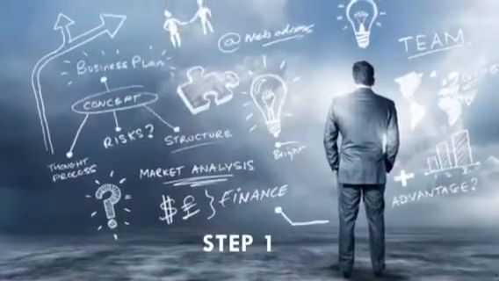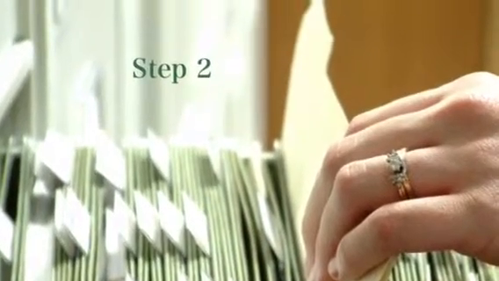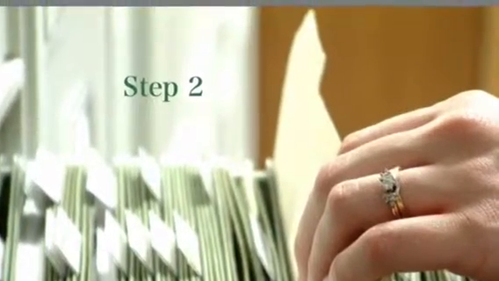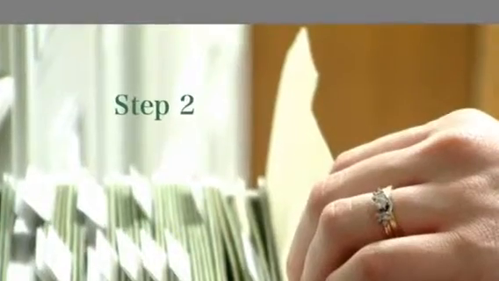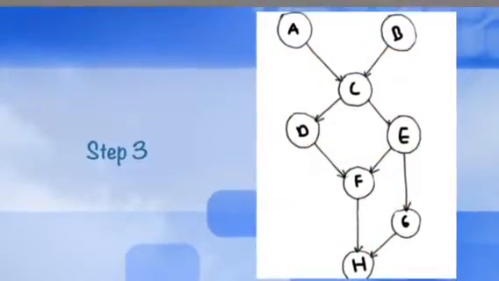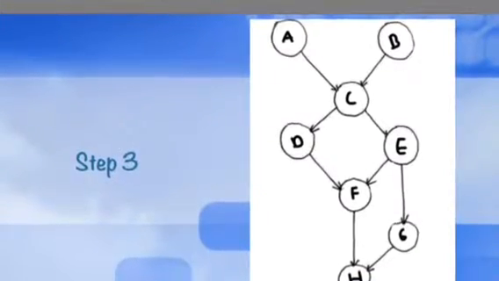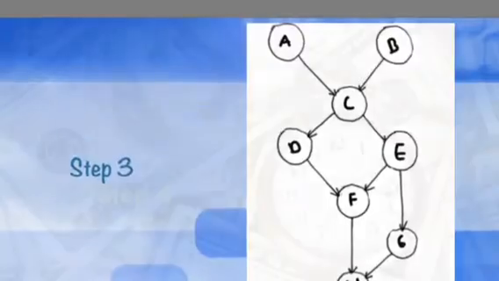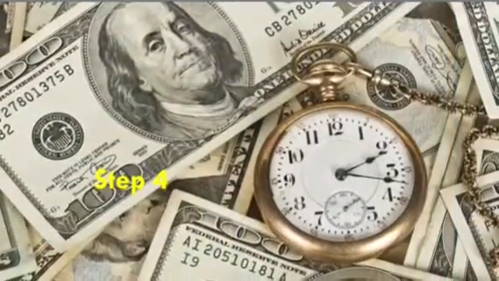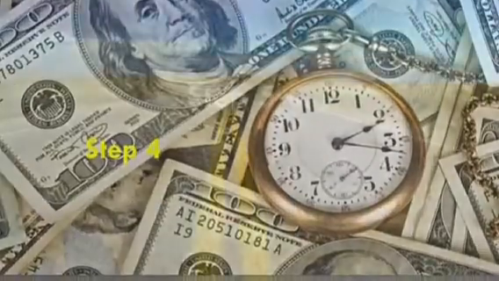Step 1. Define the project and all its activities. Step 2. Establish a relationship between the activities, tell which should begin first, and which later. Step 3. Draw a diagram connecting the different activities, based on their relationship. Step 4. Define the price and length of each activity.